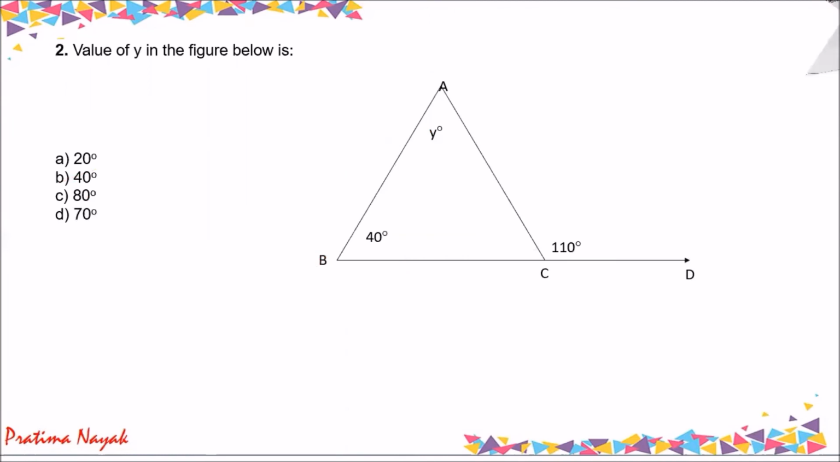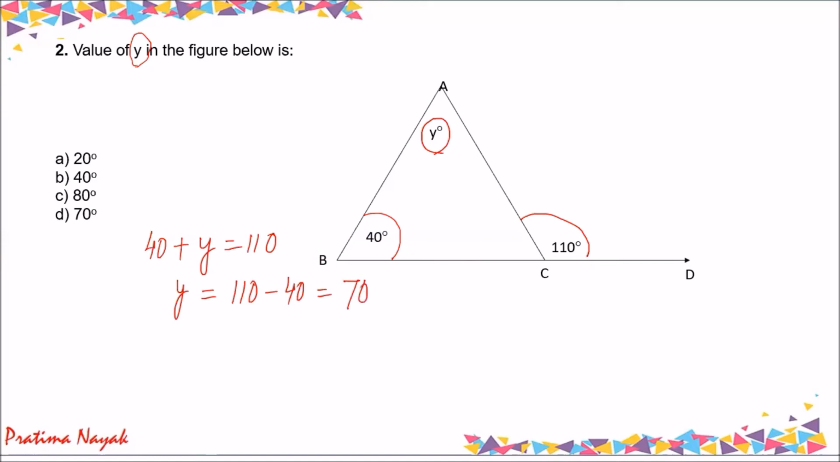Question number 2 is again one triangle given with an exterior angle. You have to find the value of y. So see the exterior angle, how much is this? It is 110 degree. One of the angles is given. So you know the concept, 40 plus y is equal to 110. So how much will y be? It will be 110 minus 40. How much is this? 70. So where is the answer? The answer is part D, 70 degree.